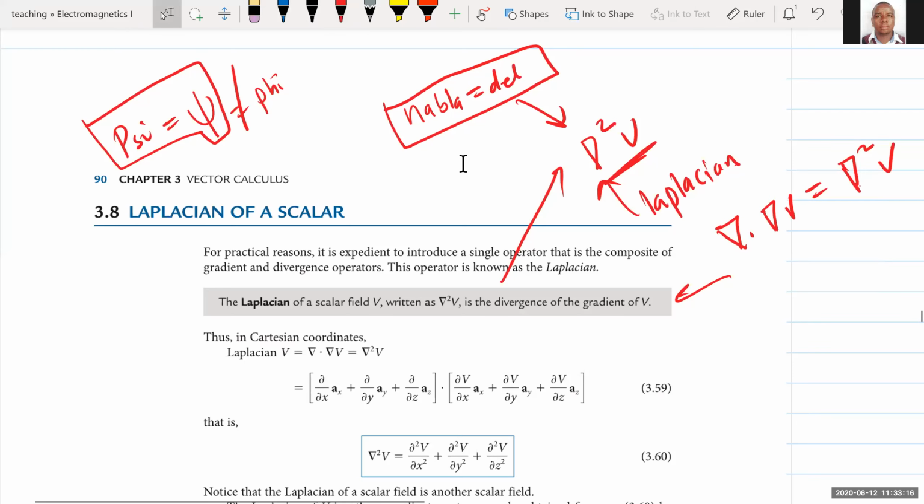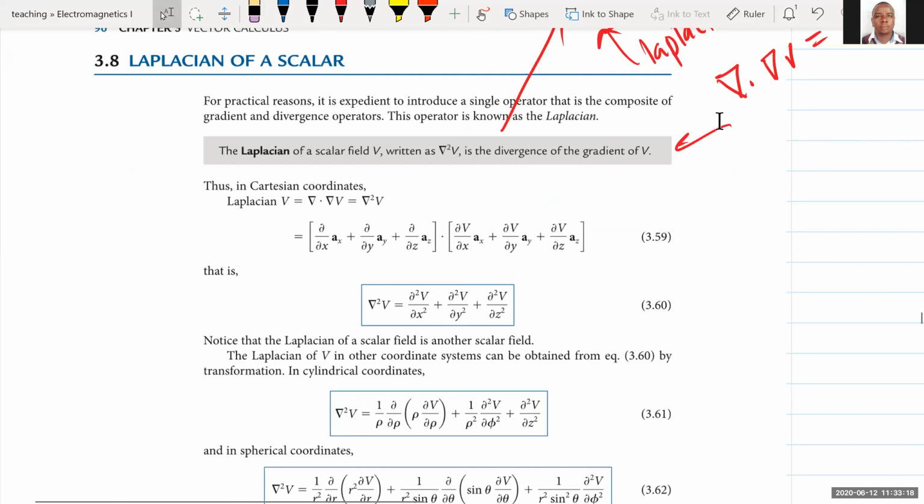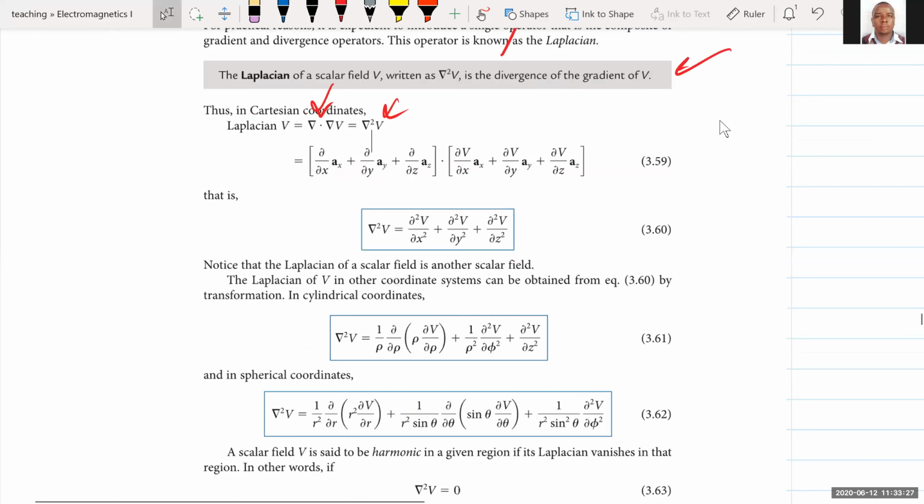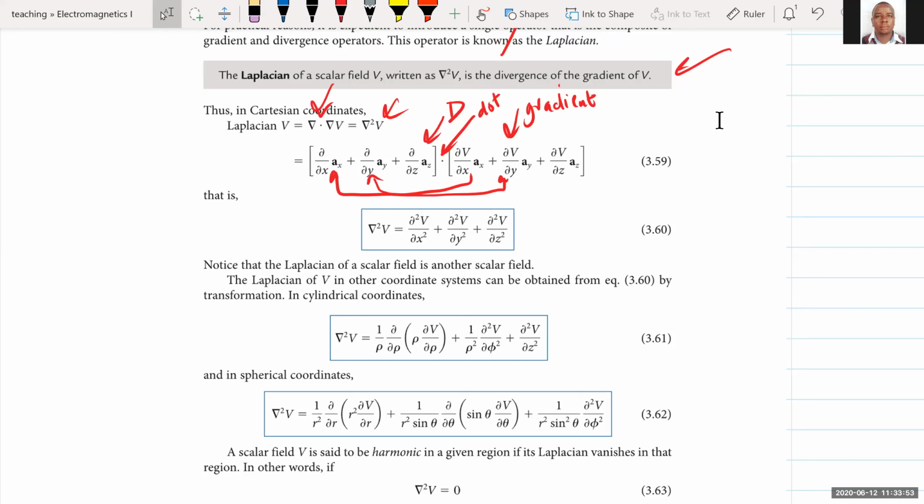Now, in Cartesian coordinates, of course, I've just defined it as such, and as such, that is the Laplacian of V. We know how we define the del. This is the del operator, and then this is the gradient. And if you remember the dot product, you multiply the coefficients of the unit vectors. So you multiply that with that, that with that, and finally the other one, that with that.